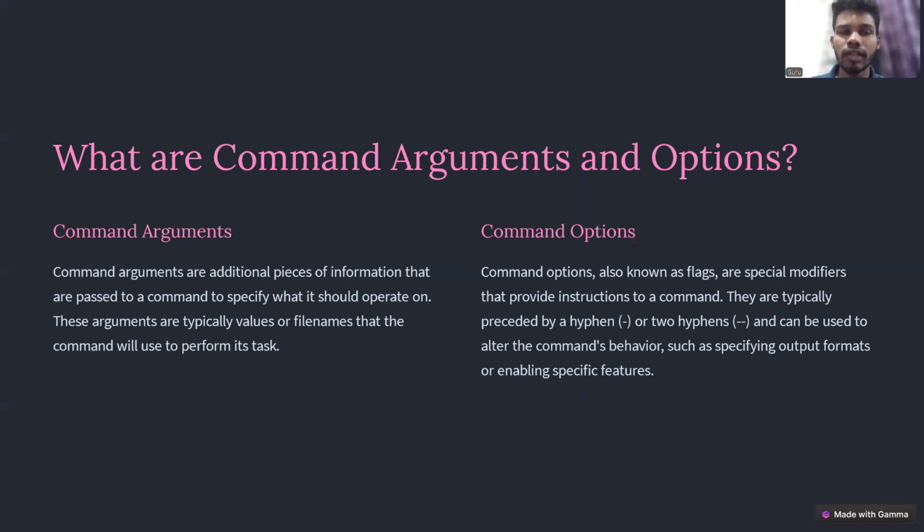So what are command arguments and options? Command arguments are additional pieces of information that are passed to a command to specify what it should operate on. These arguments are typically values or file names that the command will use to perform its task. Command options are also known as flags, and we use hyphens for them. They are specific modifiers that provide instructions to the command. They are typically preceded by a hyphen or two hyphens and can be used to alter the command's behavior, such as specifying output formats or enabling specific features.